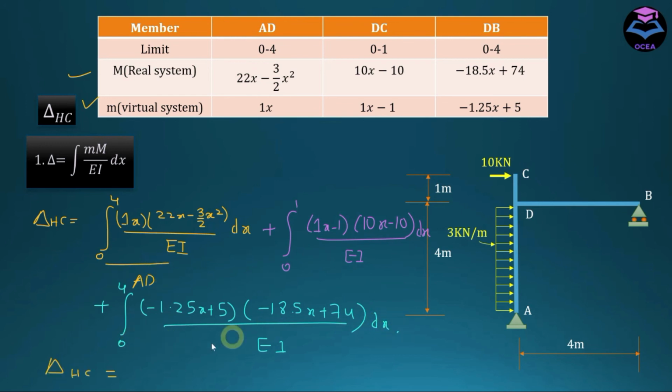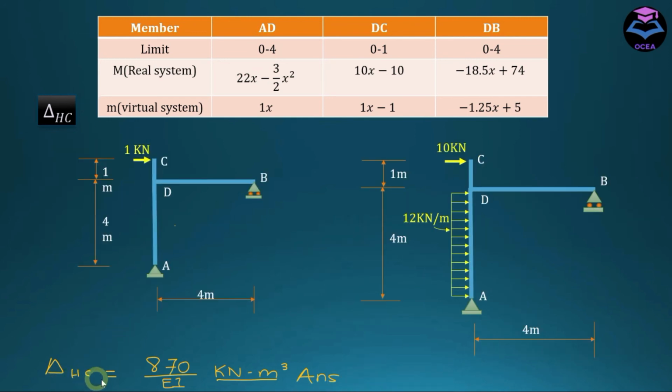Now sum these integral values using a calculator. So it's coming out to be equal to 870 over EI, and the unit is going to be kilonewton meter cube. So, okay, why is the unit of deflection kilonewton meter cube? This should be something related to length, that is meter, because we haven't inserted the values of E and I here. If we had inserted the values of E and I, this would have been in meter. Also, we can derive the unit from this formula. Furthermore, this delta HC is equal to plus 870 over EI.